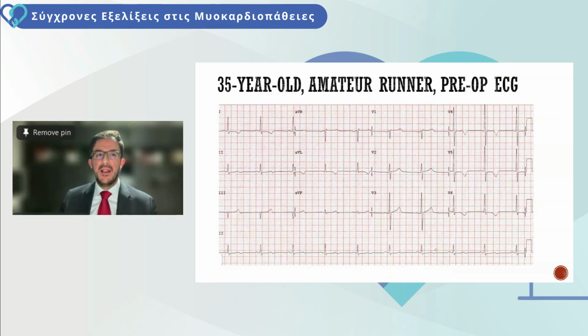Now, this is a typical ECG of a 35-year-old amateur runner, which was identified during a pre-op assessment, actually, that will cause concern. And you've got clear T-wave inversions that affect predominantly the lateral leads. The depth is more than 1 millimeter, and they extend in I, aVL, V4 to V6.